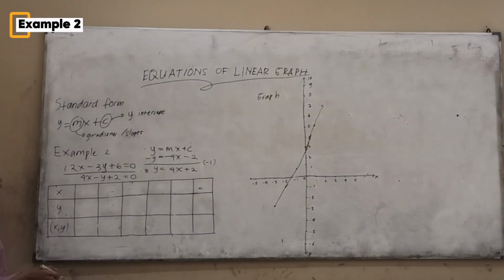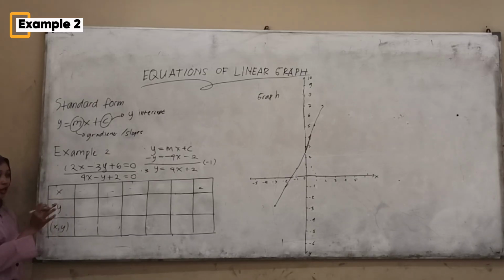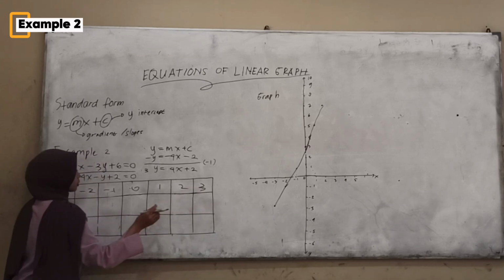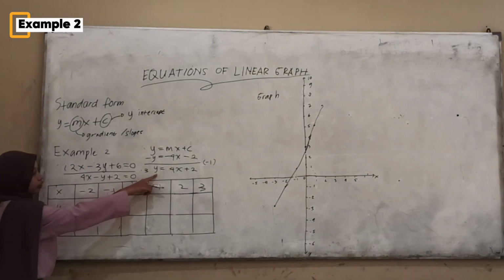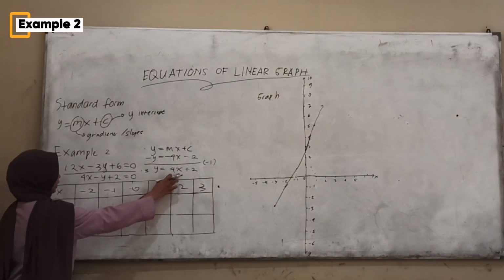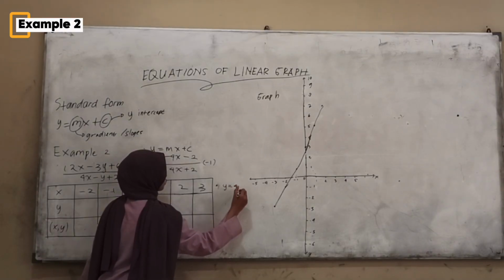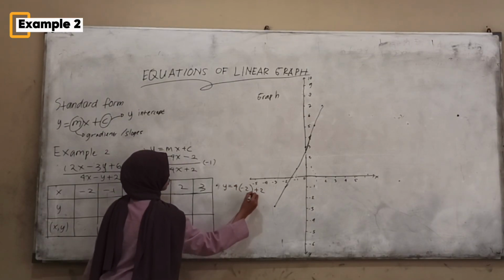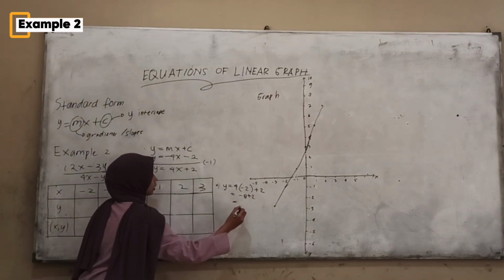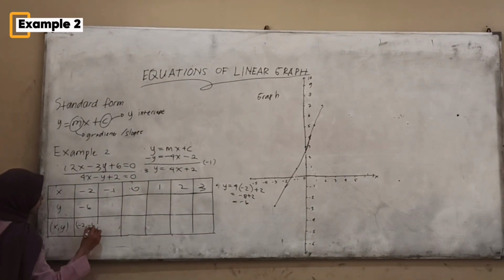So we have to choose a few values of x. For example, we have minus 2, minus 1, 0, 1, 2, 3. We have to substitute these values into this equation. Okay? So first, if the value of x is minus 2, it will be y equals 4 times minus 2 plus 2. What is the answer? Minus 8 plus 2, minus 6. So the coordinate will be minus 2, minus 6.